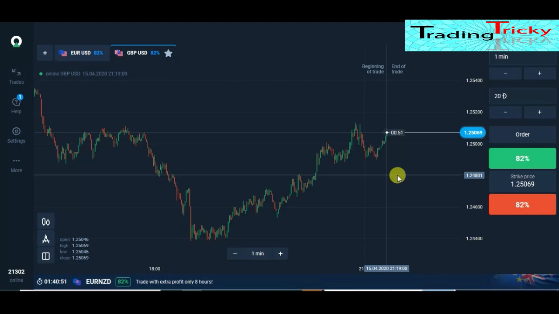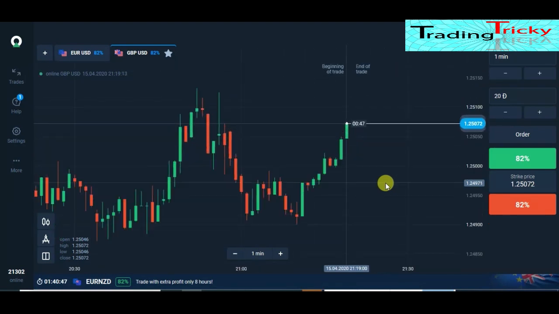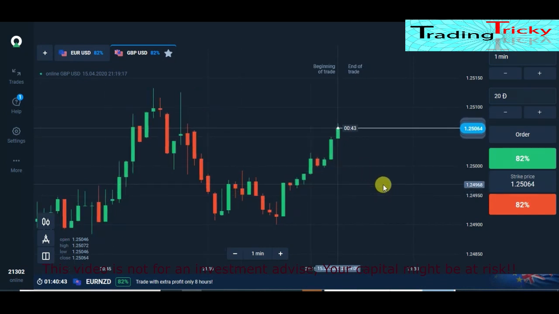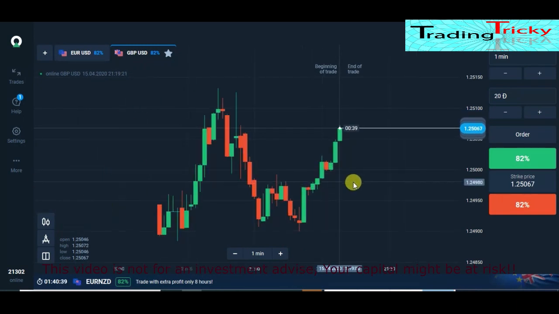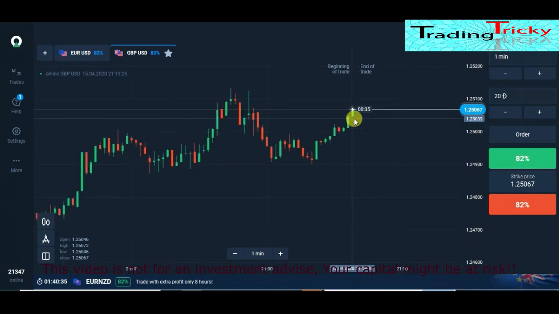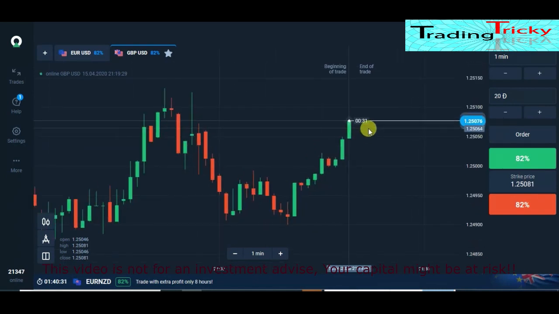Today I'm going to place some trades, all-in trades with a compound strategy. I'll start with $20. So let's analyze this market. This GBP/USD pair, major and minor both trends are uptrend. So I'll place a trade on the next candle. Let's complete this candle.